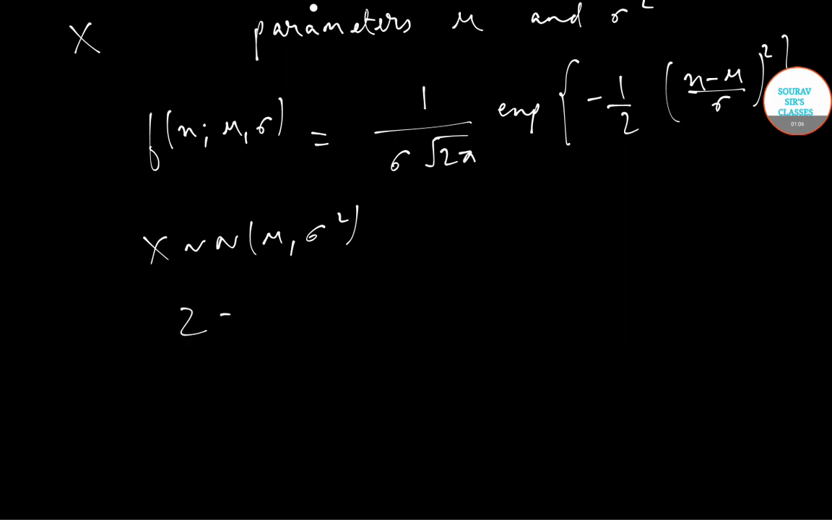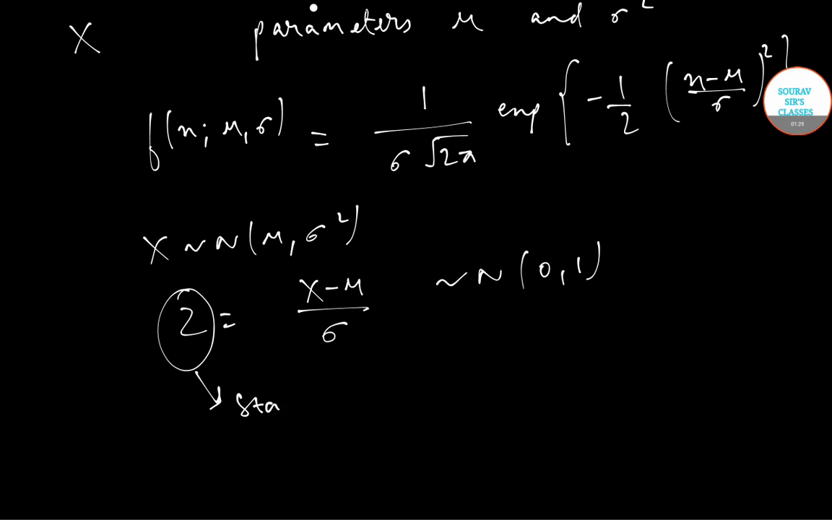Now, if z is equal to x minus mu by sigma, then it follows normal 0, 1, and over here z is known as the standard normal variate.